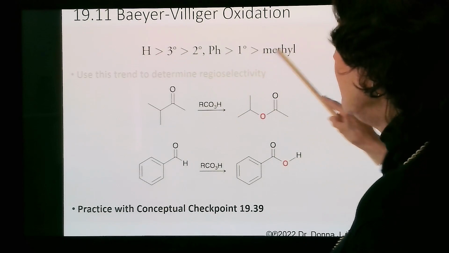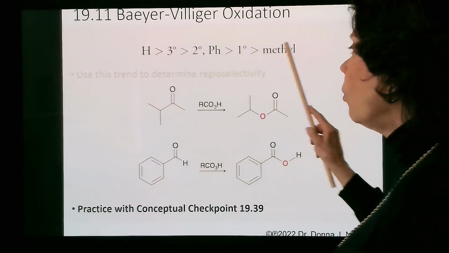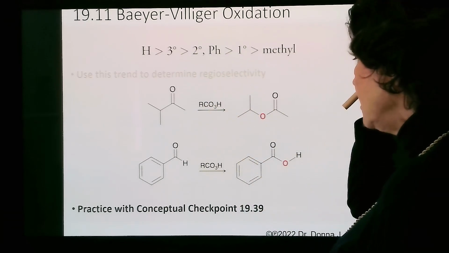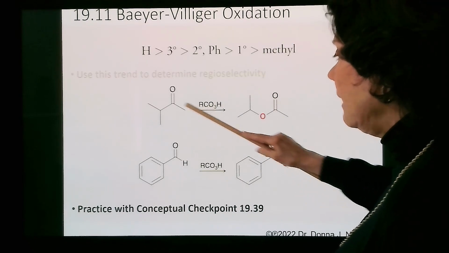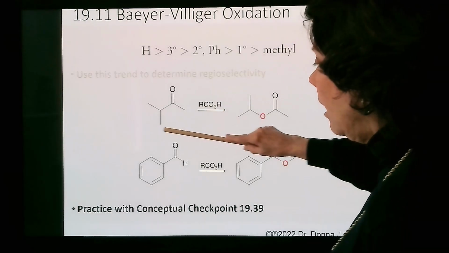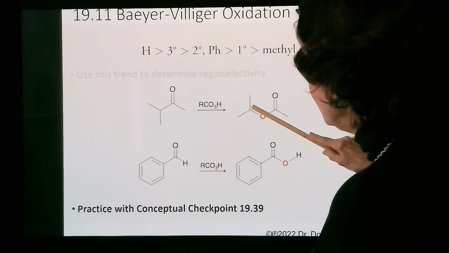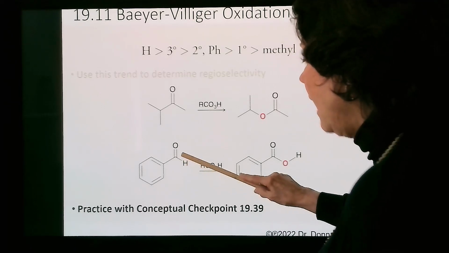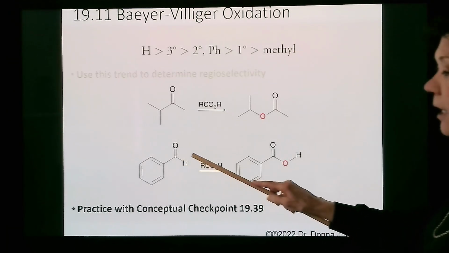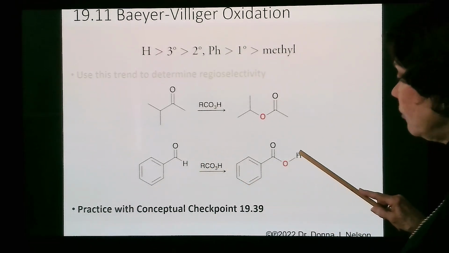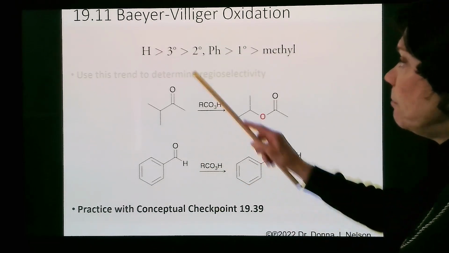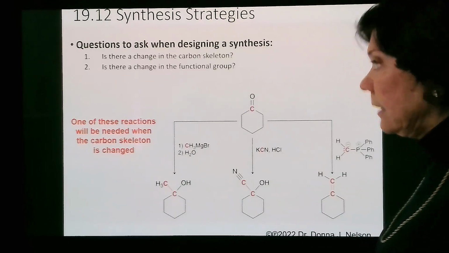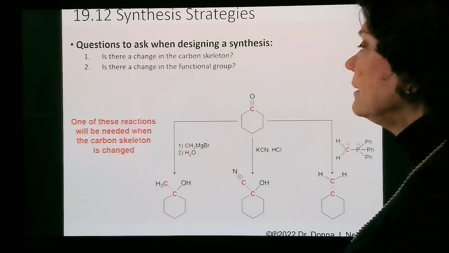So here you see the ordering listed again, and you can see that in this reaction, the more highly substituted group has migrated. Now, this is with an aldehyde, and when you have the aldehyde as the reactant, the hydrogen, H-, migrates preferentially. So this is the migratory preference listing.